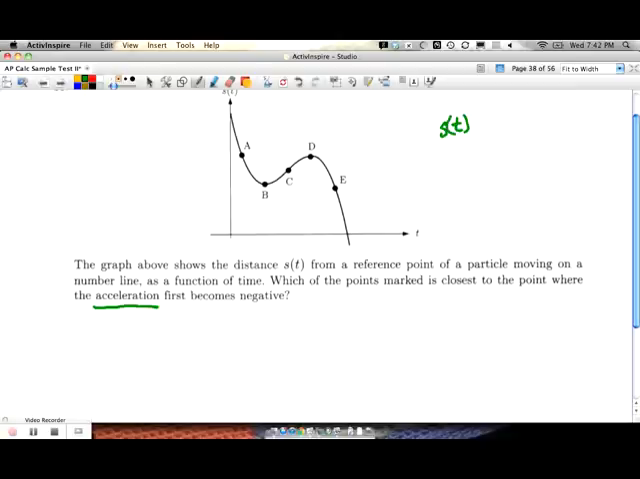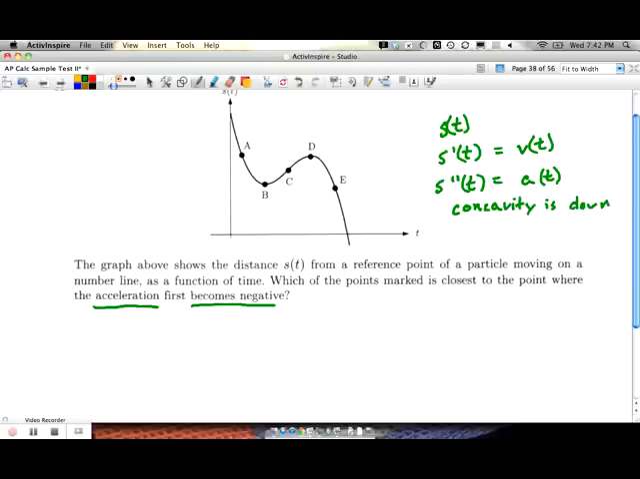Okay, if we have s of t, s prime of t, which is our slopes of this, is equal to velocity. And then the second derivative is going to be equal to our acceleration. So we want to look at the second derivative. And if we're looking at the second derivative becoming negative, that's when the second derivative, or acceleration, is going to become negative. That means the concavity is down if s double prime of t is negative. So we want to see, when does the concavity first change down?